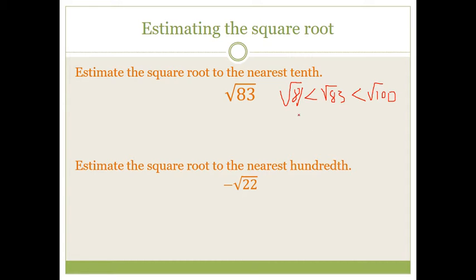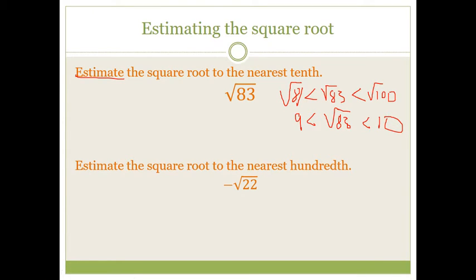Right? The square root of 81 is 9, and the square root of 100 is 10. So this number is somewhere in between 9 and 10. But we're not done answering this question because they don't want to know what two whole numbers it lies between. They want to estimate this to the nearest tenth. Okay, well, just because 83 is a lot closer to 81 than it is 100, I'm guessing that the square root of 83 is just a little bit bigger than 9, but not too much bigger than 9. Maybe it's like 9.1 or 9.2.